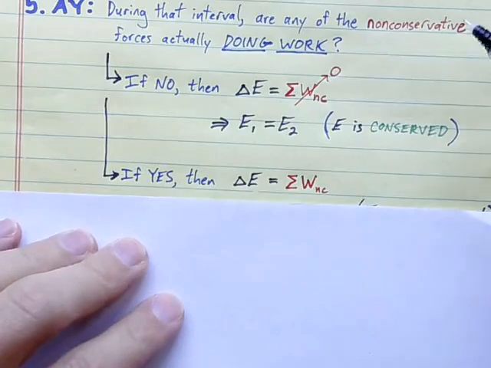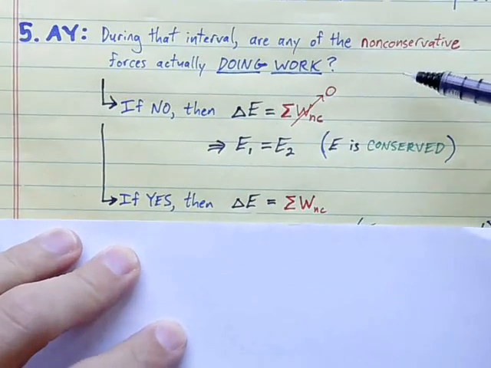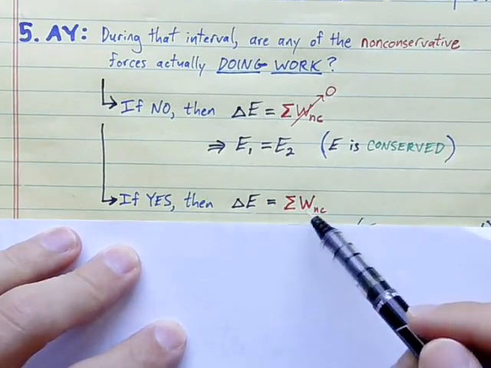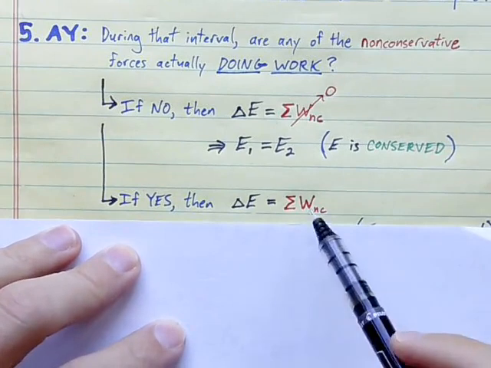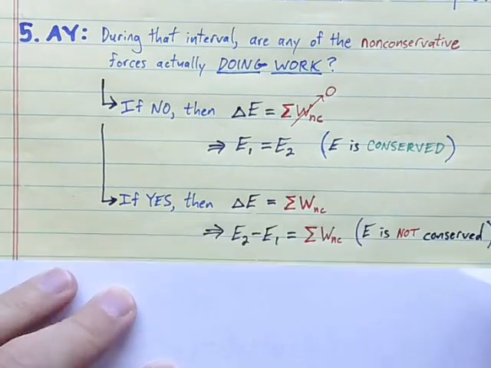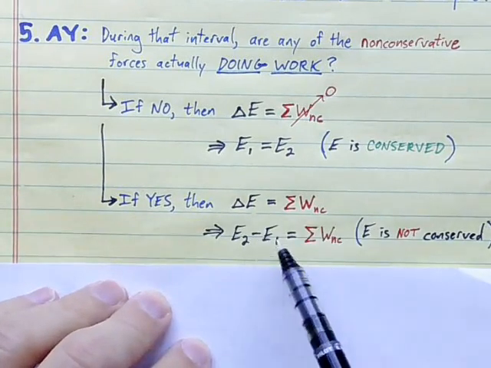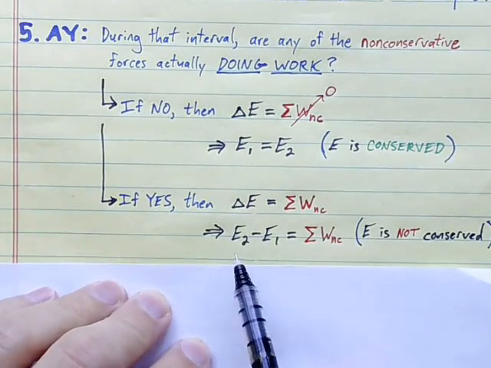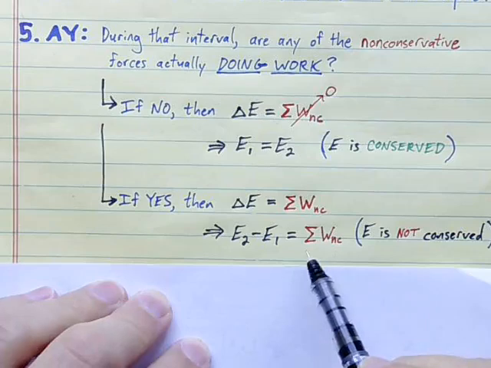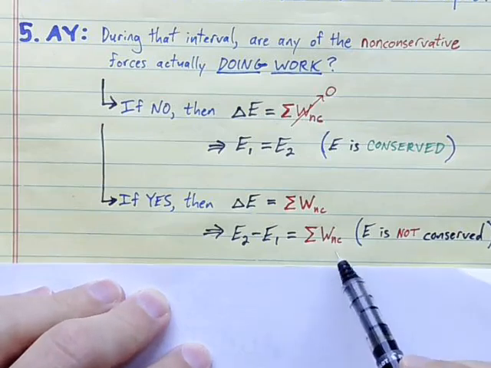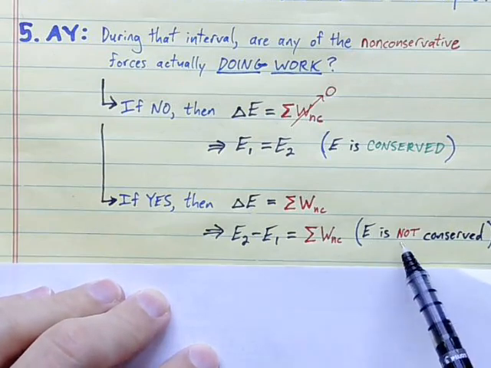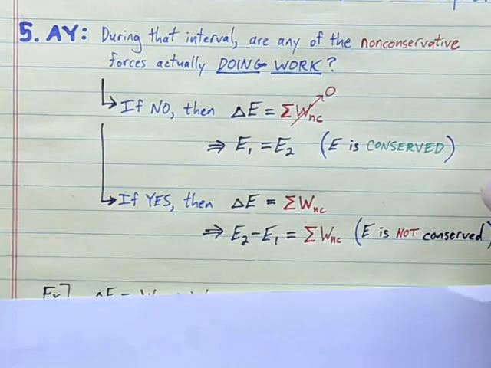But if, yes, there are some non-conservative forces doing work between your two moments, then we have a non-zero value here on the right-hand side. The work done by those non-conservative forces is going to be adding or removing mechanical energy from your system. So we have to write the equation like this. Delta E becomes the mechanical energy at the final moment minus the mechanical energy at the initial moment is equal to the net work done by non-conservative forces between those two moments. So the mechanical energy is not conserved in this instance.